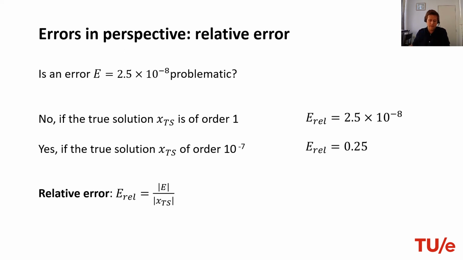So this leads us to the definition of the concept of a relative error. This relative error can be defined as the total error divided by the value of the true solution, if you have that value available. And we can see indeed that in this first case, the relative error was very small, 2.5 times 10 to the minus 8. So the relative error is very small. This is not a problem at all. However, in the second case, we have a relative error of 0.25, so that's an error of 25%, and we can start having our doubts on the accuracy of our numerical solution.